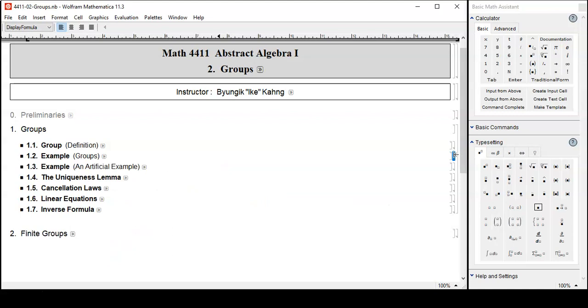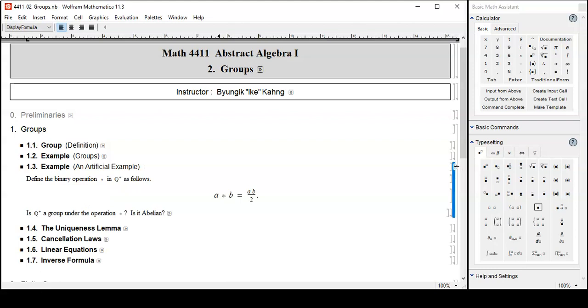Okay, we went through some natural examples. How about some artificial example? Here we go. Let's artificially define a certain algebraic operation, a binary operation like this, in the set of all positive rational numbers. And then let's see if this is a group under this operation. If yes, is it abelian? Want to try? Stop the playback and then go ahead.